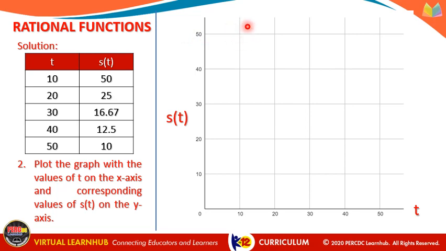Ibig sabihin, your point is somewhere here. So, ito siya. Yan yung at time is 10. So, at time is 10, the speed is 50. Tapos, ituloy na lang natin. So, punta natin si time 20. At time is 20, the speed is 25. Nasaan yung 25? Sabi na natin, nasa gitna ng 30 at 20. So, it's somewhere here. So, ito yung at time is 20, the speed is 25.